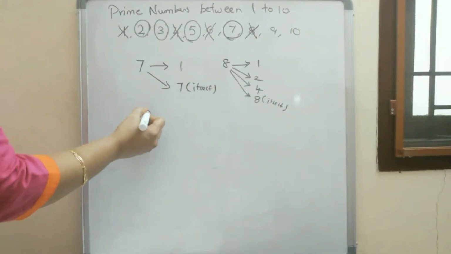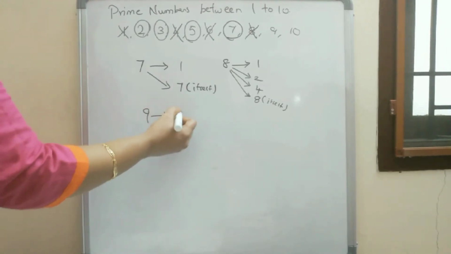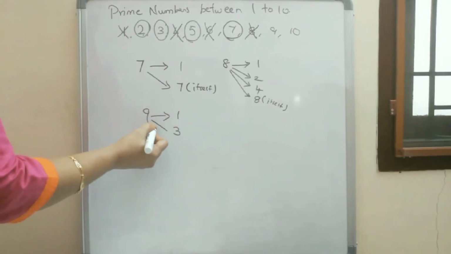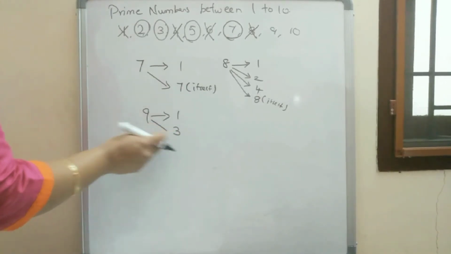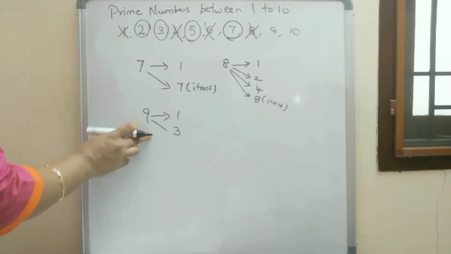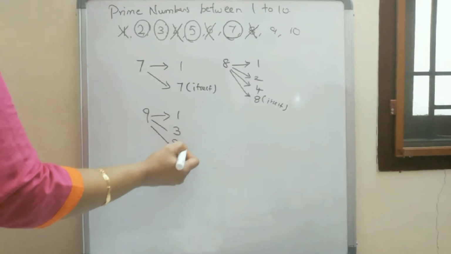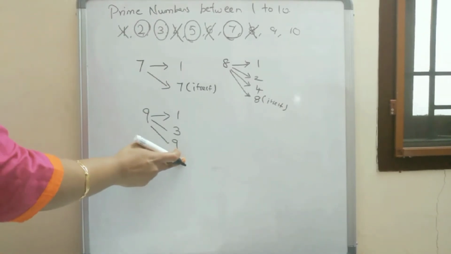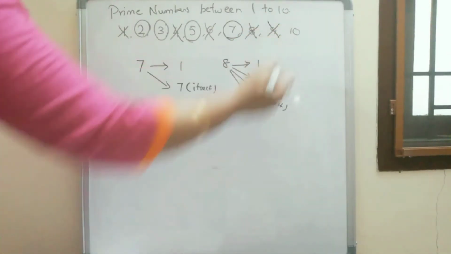Next we are taking 9. It is divisible by 1, not by 2, divisible by 3, not by 4, 5, 6, 7, 8. It is divisible by 9 itself. Okay. It has 3 factors. So, it is not a prime number.